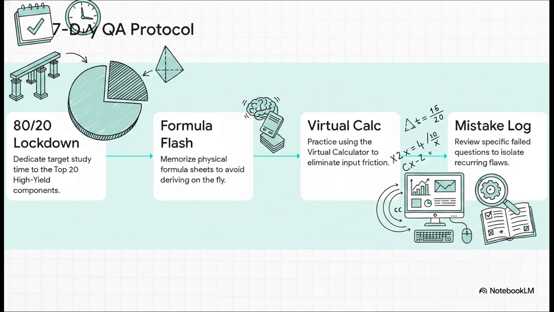Well, we can actually adopt a rigorous study protocol into a continuous corporate QA framework for your staff. First, an 80-20 lockdown. Focus their QA primarily on the highest yield, highest risk structural components. Second, mandate absolute fluency in core formulas so they aren't deriving basics on the fly. Third, master the software interface to completely eliminate input friction and data entry errors. And fourth, maintain a rigorous internal mistake log to isolate and train against recurring failures within your firm. This framework effectively locks in conceptual clarity across your entire team.